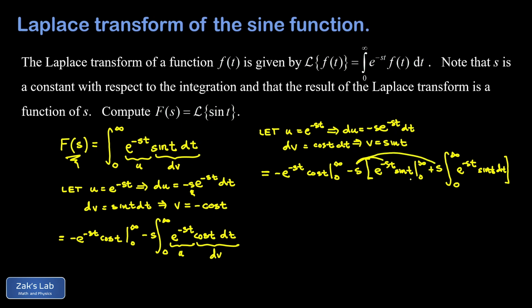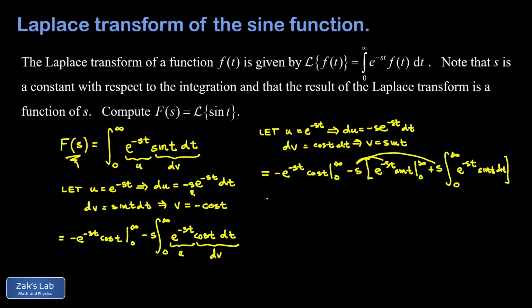And on the right-hand side of our equation here, we have a minus s squared times the original integral. We also have this piece that's being evaluated across the limits of integration. That's going to be a negative s e to the negative st sine t. So with a minus s squared times the original integral, I can go ahead and add that to both sides.